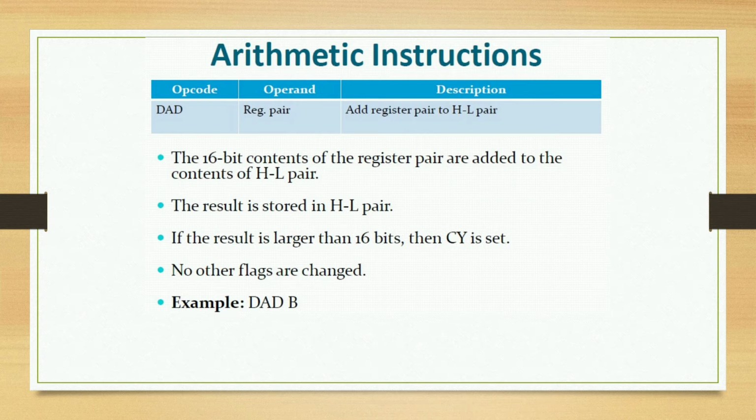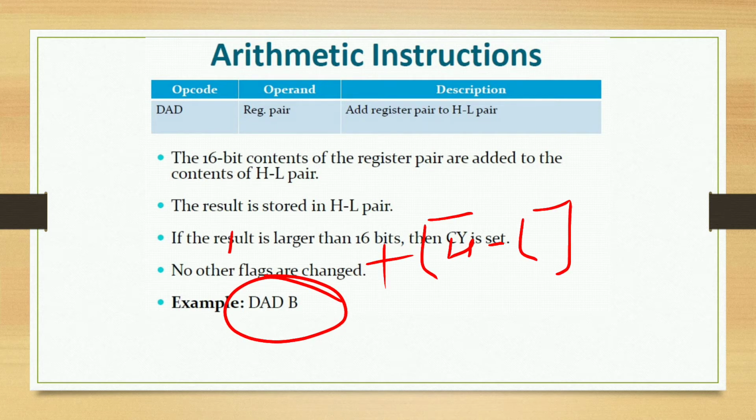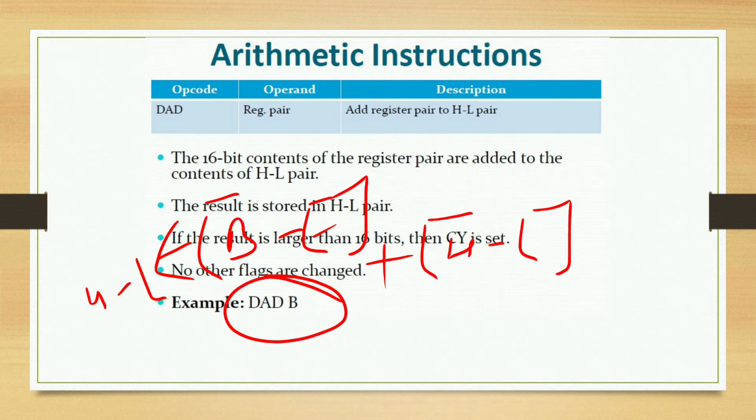DAD, suppose consider an example, DAD B. B is the BC register pair. In this instruction, content of the B register pair is added with the content of HL pair and the result is stored in HL pair.